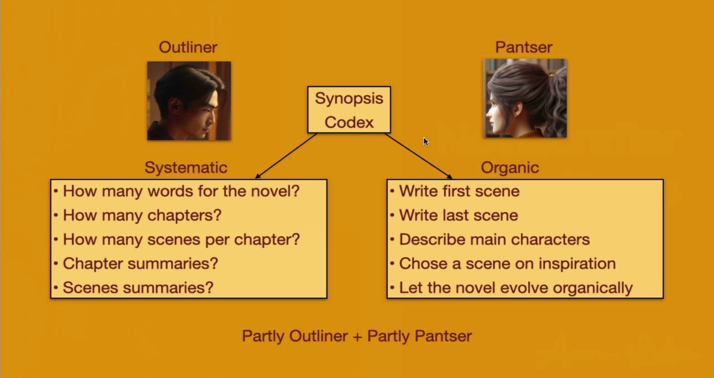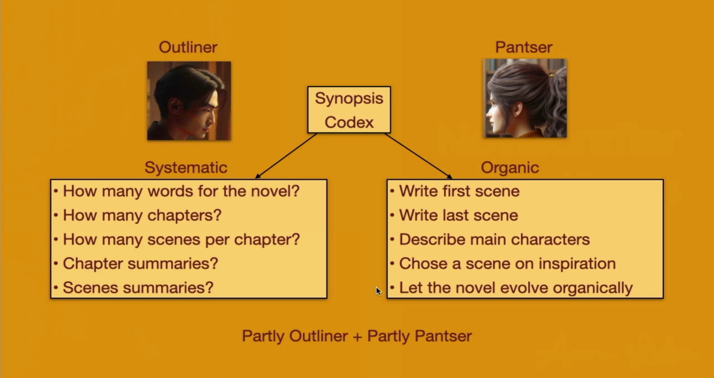Now a pantser takes an organic approach. She will begin by writing the first scene and the last scene. She will also describe the main characters. Then she will choose one scene on inspiration, and write that scene. And then choose another scene and continue on that way until the whole novel is written. So the novel will evolve organically.